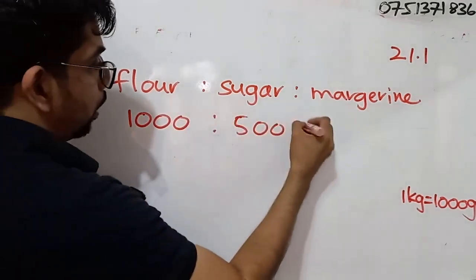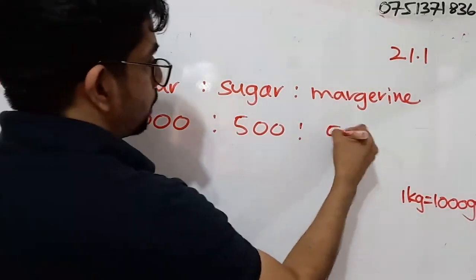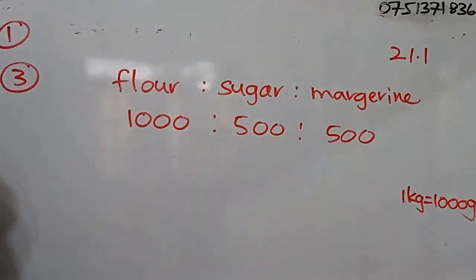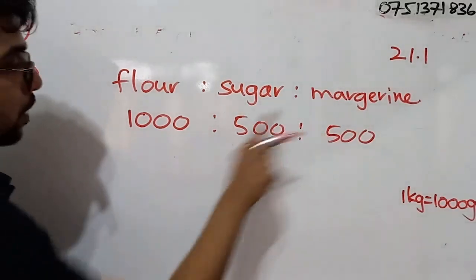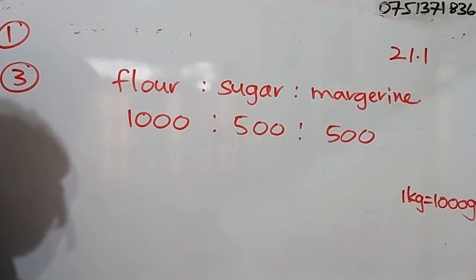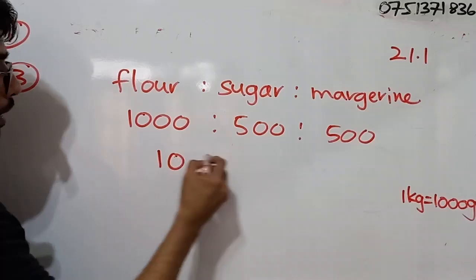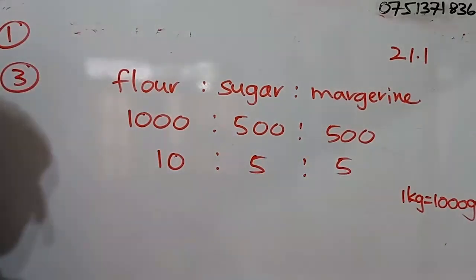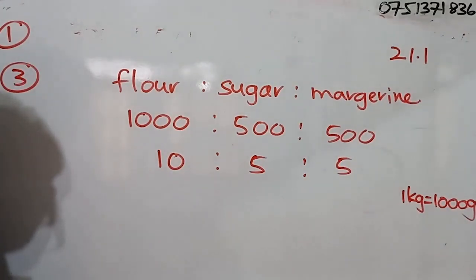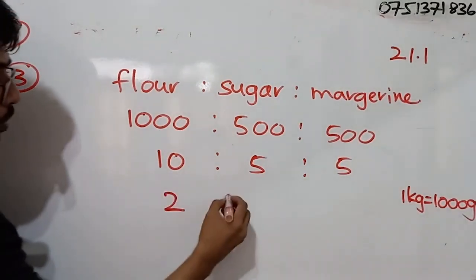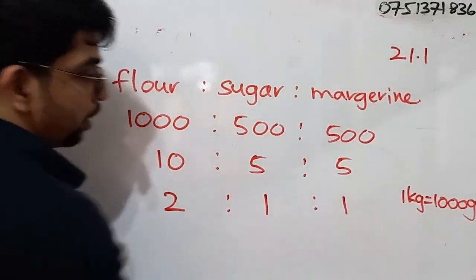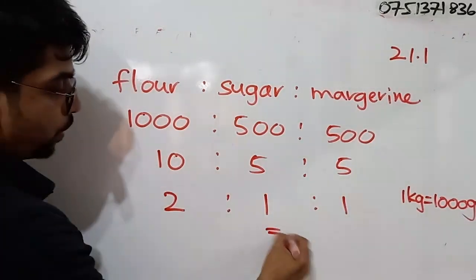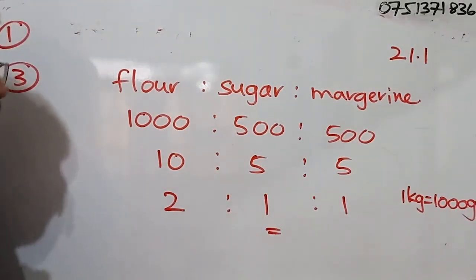So sugar, that is 500 grams. Margarine, that is also 500 grams. Okay. So we have 3 terms. So first of all, I will divide each term by 100. So this becomes a 10. This becomes a 5. This becomes a 5. Then I will divide each of these terms by 5. So this becomes a 2. This is 1 and this is 1. So the ratio is what? 2 to 1 to 1.